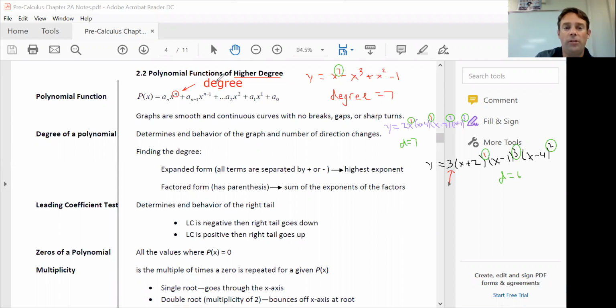So when we're dealing with polynomials, we can either have a degree that is odd or a degree that is even. It can either be odd or it could be even.